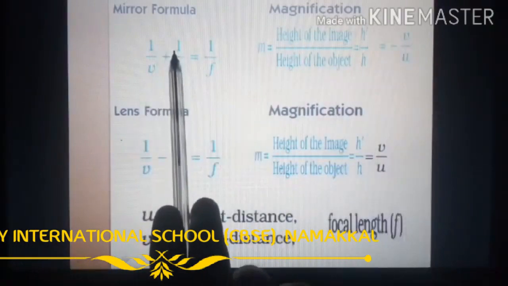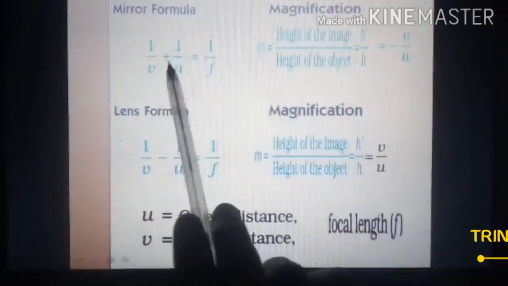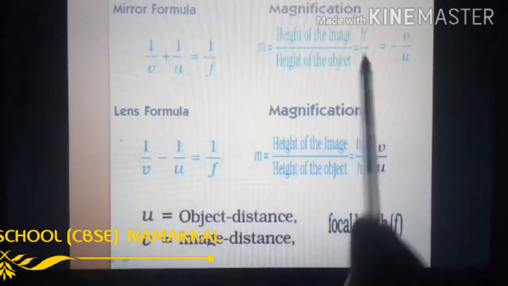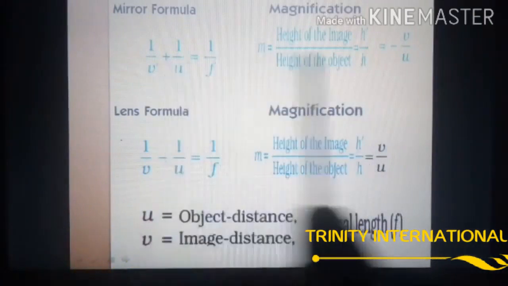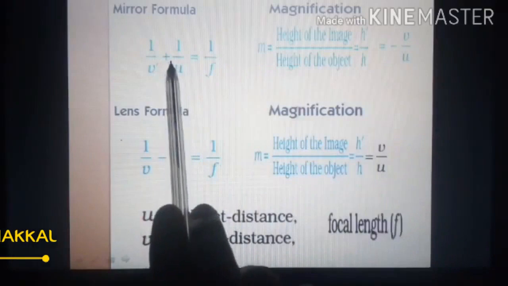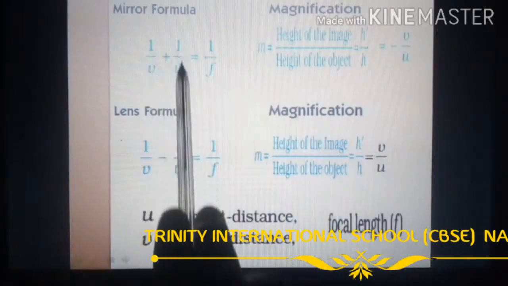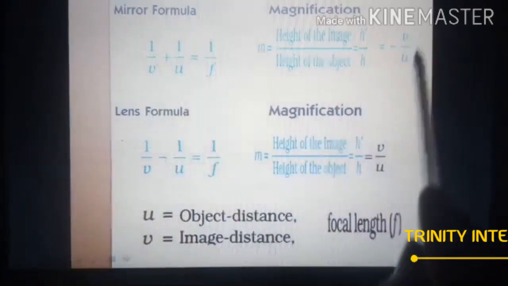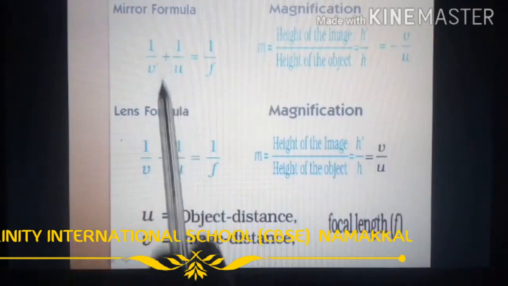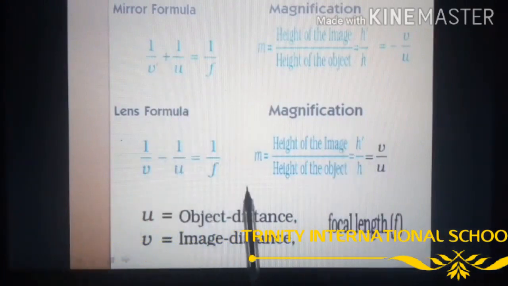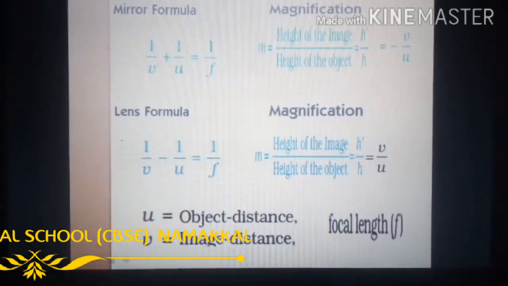First you take the mirror formula and magnification. Next, the lens formula and magnification. Just remember in your mind: plus, minus, and minus, plus. Here plus, so minus will come here. Here plus will come, so minus will come here. So automatically it will be plus. So 1 by v plus 1 by u equal to 1 by f, equal to minus v by u, plus v by u, and for the lens, replacing plus, it is minus. So this is the lens formula and magnification. Here we can easily find out.